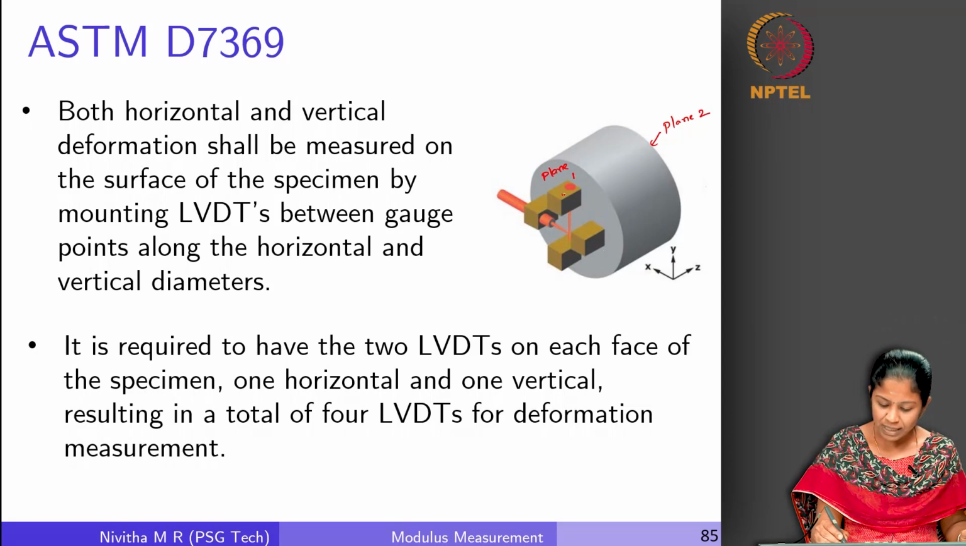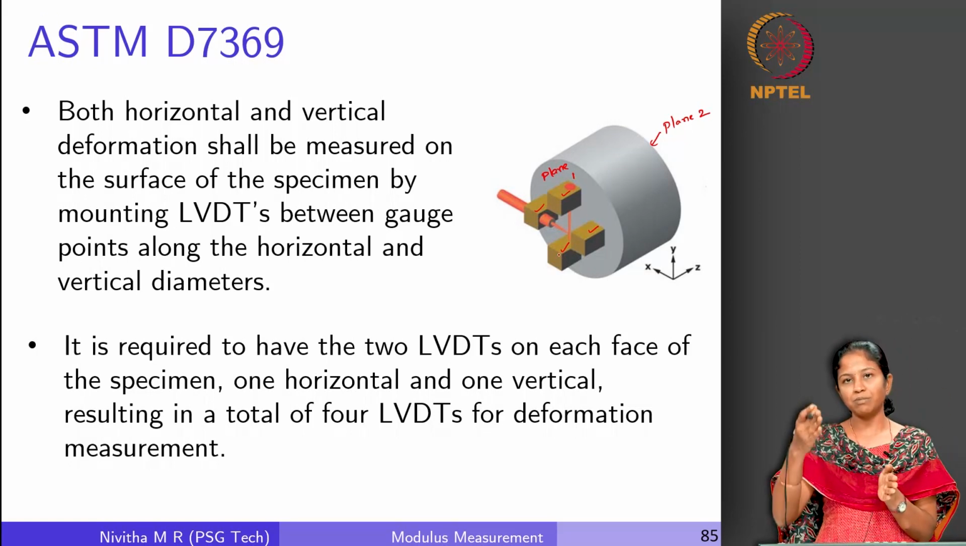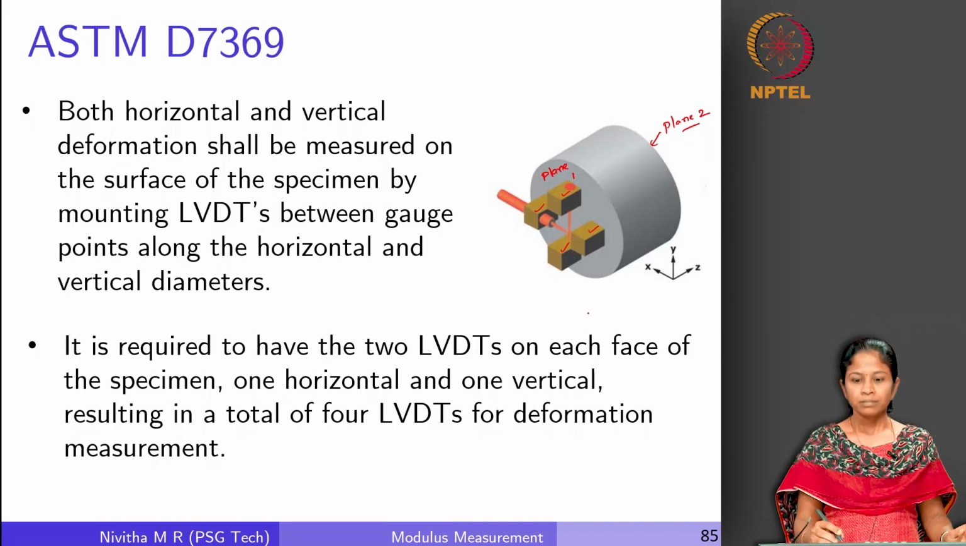So, you can see here, 4 gauge points which are fixed on this face of the sample and another 4 gauge points which will be fixed on the opposite side of the sample on plane 2. Now, in these gauge points we will be fixing the LVDTs.